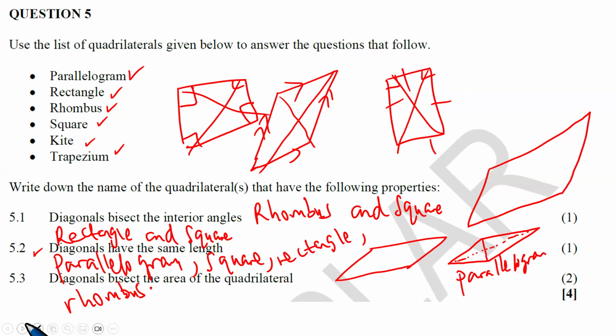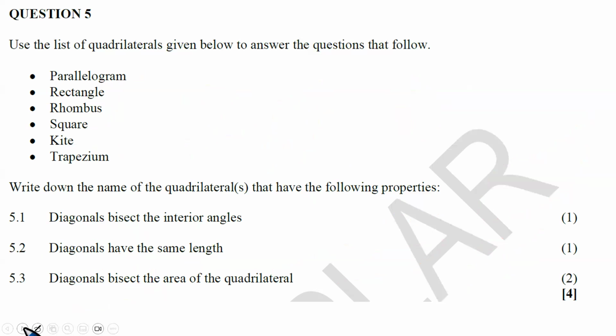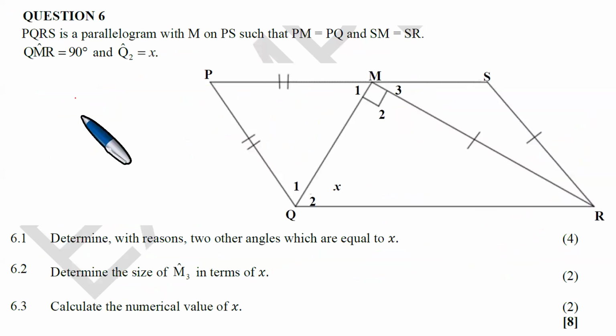Okay, let's get the next one. PQRS is a parallelogram with M on PS, such that PM is equal to PQ, and SM is equal to SR. Angle QMR is 90 degrees, and angle Q2 is X.